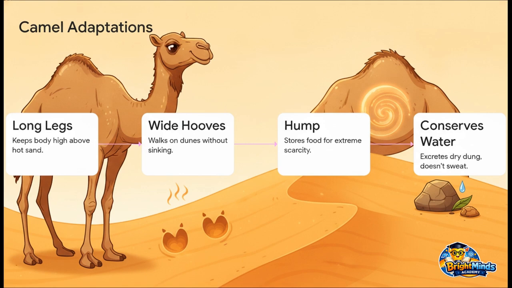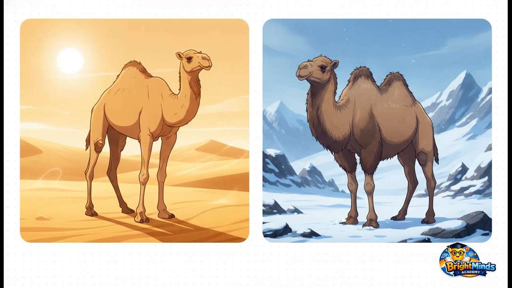Third, that famous hump, which is actually a specialized storage unit for food when times get rough. And fourth, its internal biology is completely rigged to conserve water. It excretes dry dung, hardly any urine, and get this, it absolutely never sweats. But watch what happens when we switch the server.